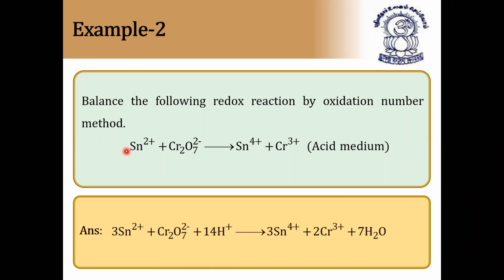This is the answer. Now I'll write the skeletal equation again. Sn plus 2 plus Cr2O7 2 minus gives Sn plus 4 plus Cr plus 3. So here 2 and here 3 electron change. So we have to multiply with 3, and since 2 electron change, we have to multiply with 2. So 2 Cr plus 3, simple. So you'll get the answer. Anyway, I'll just tell you in a clear method.